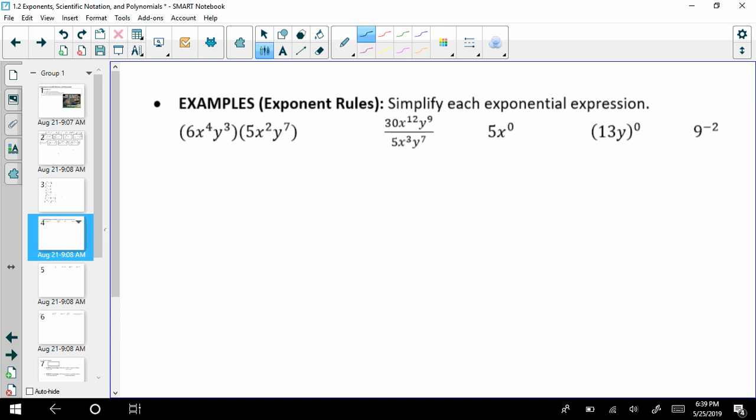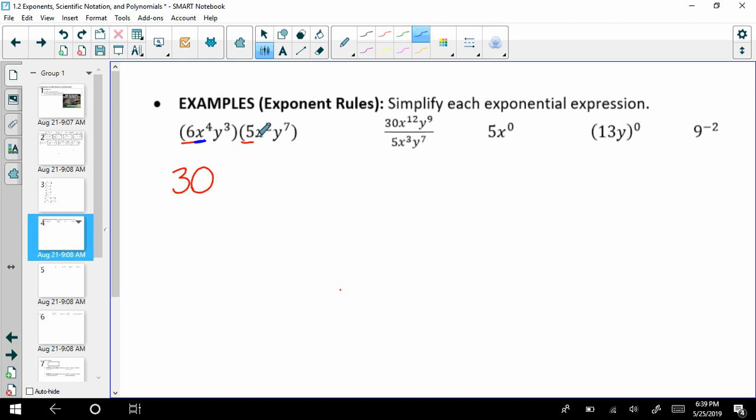I want to simplify these as far as I can. These are exponential expressions because we're dealing with exponents. These first two, I want to multiply them together. Let's focus on the numbers first. 6 and 5 multiply together, and I get 30.